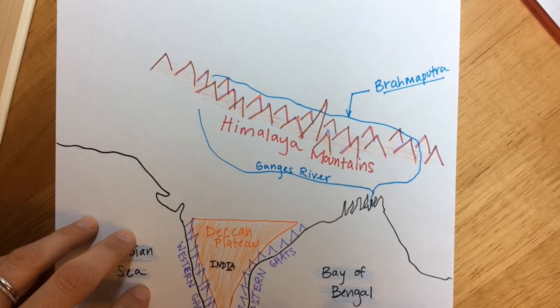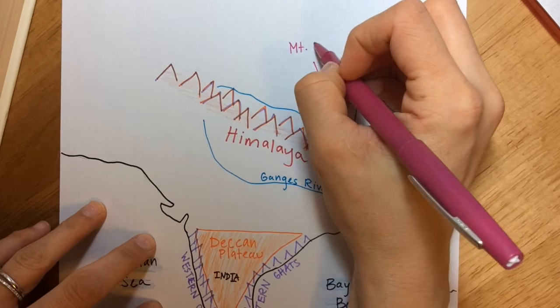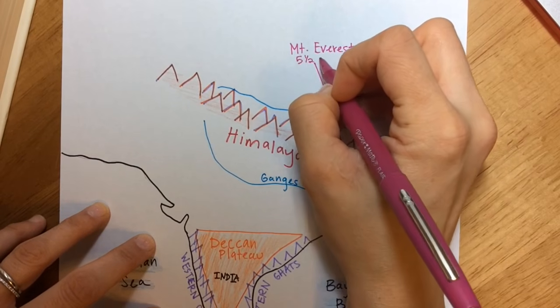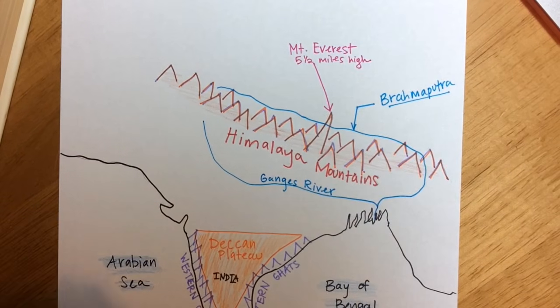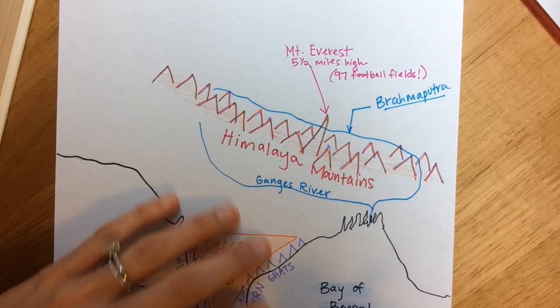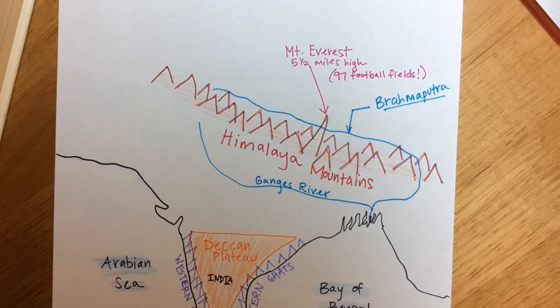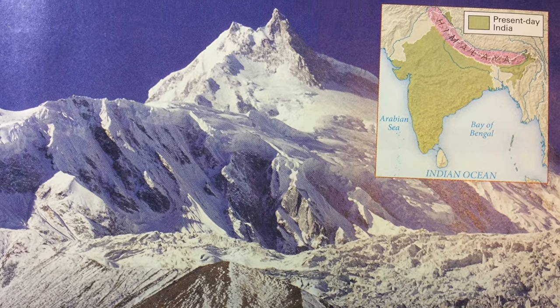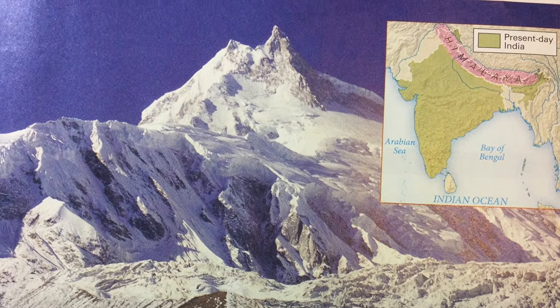And now for the Himalaya Mountains. You may have heard of one particularly famous mountain in this range, Mount Everest, which happens to be the tallest mountain in the world. The Himalayas are located along India's northern border and is the highest mountain range in the world. Mount Everest is its peak, reaching 5.5 miles into the sky. That's almost 97 football fields into the air.